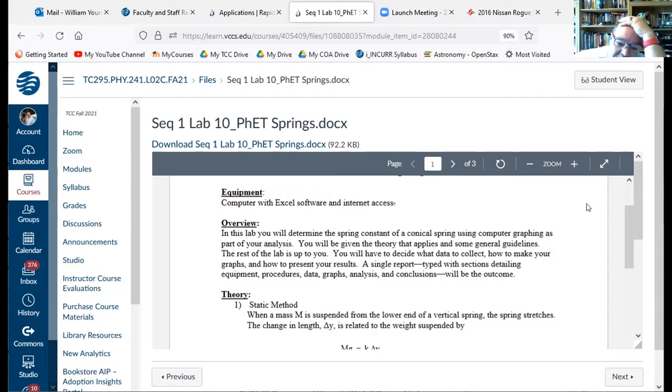But anyways, in this lab, you will determine the spring constant of a conical spring using computer graphing as part of your analysis. You'll be given the theory that applies and some general guidelines. The rest of the lab is up to you. You will have to decide what data to collect, how to make your graphs, how to present your results. A single report typed with sections detailing equipment, procedures, data, graphs, analysis, and conclusion will be the outcome.